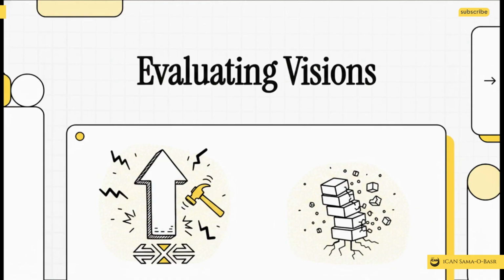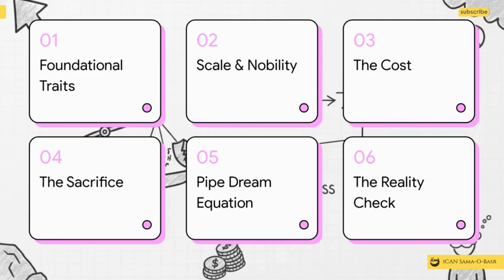Today, we are shifting gears entirely toward evaluation. We are going to aggressively stress test those ambitions of yours. Because let's face it, having a vision is one thing. But how do you actually know if it's an effective one? How do you know if it's built to survive the real world or if it's just going to crumble the second things get tough?